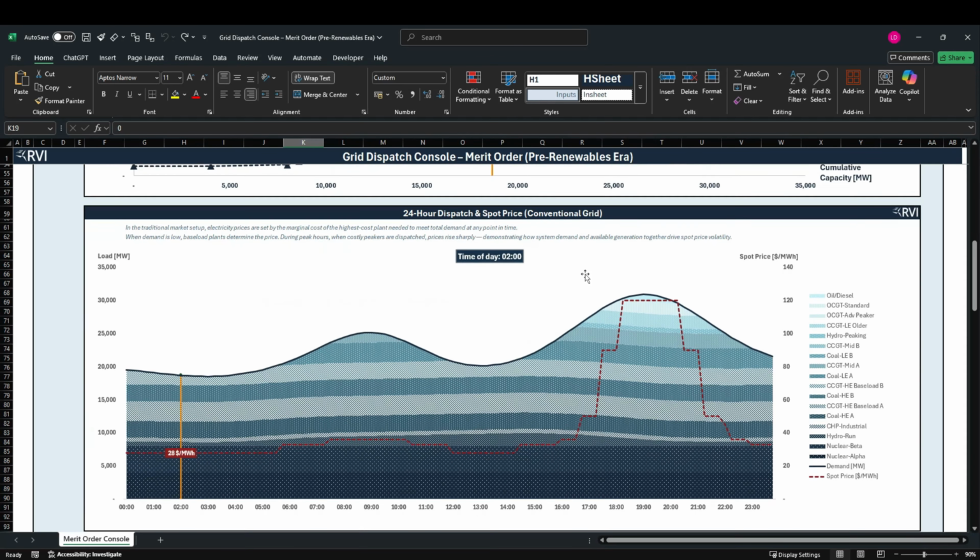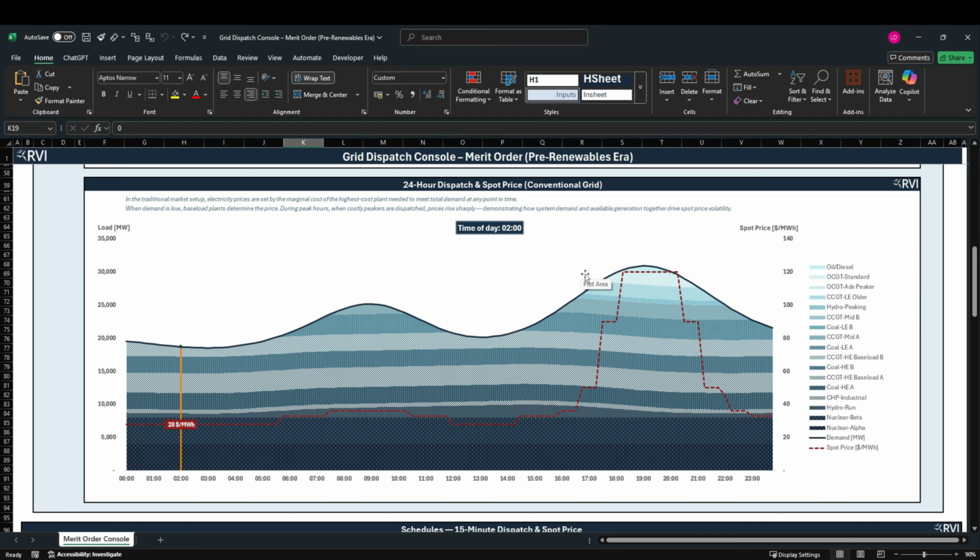Alright, now let's see what happens when we add more capacity to the grid. Here's the full day in one picture. The stacked blue bands show which plant types are running across the day. The red dashed line is the spot price, set by the marginal unit at each moment. Notice, nights are cheap and baseload sets the price. And in the late afternoon and evening peak, when we touch more expensive units, spot prices spike.